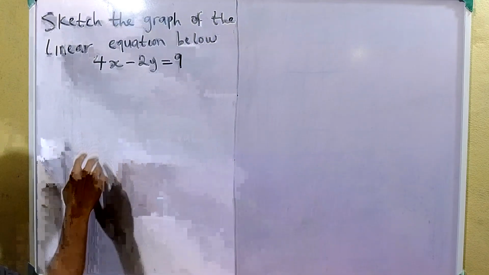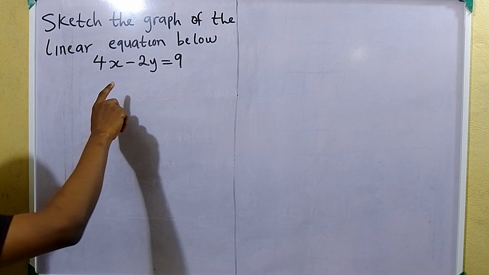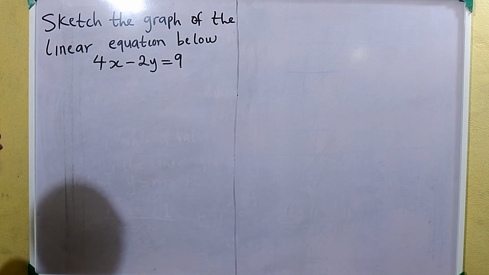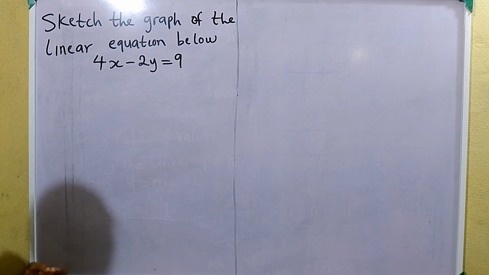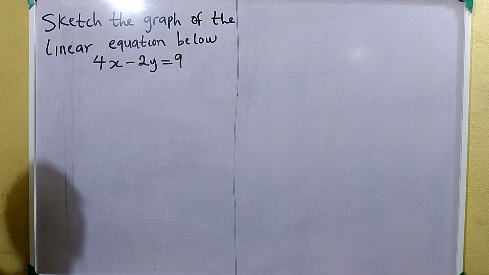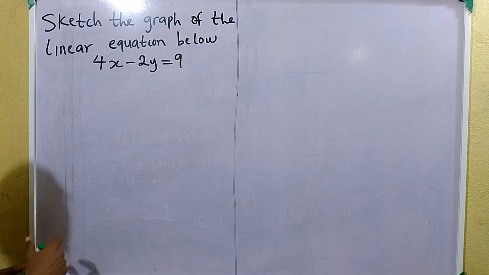Now we have here on the board a linear equation, 4x minus 2y equal to 9. We are going to learn how to plot a graph from this equation. Now, there are three basic ways in which we can plot our graph from this equation.